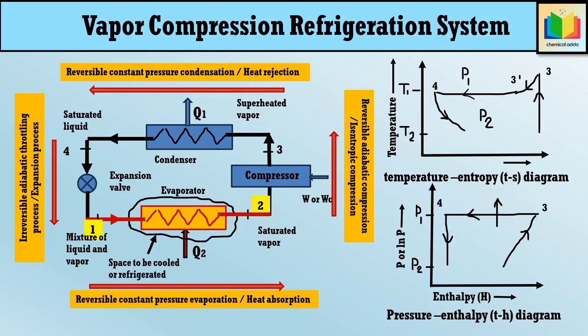Hence, in the evaporator, reversible evaporation at constant pressure and temperature takes place. This process results in the conversion of a mixture of liquid and vapor into saturated vapor, which is represented by the line 1 to 2 in the TS and pH diagram. And hence, the saturated vapor refrigerant from the evaporator enters the compressor, and thus the cycle is completed.